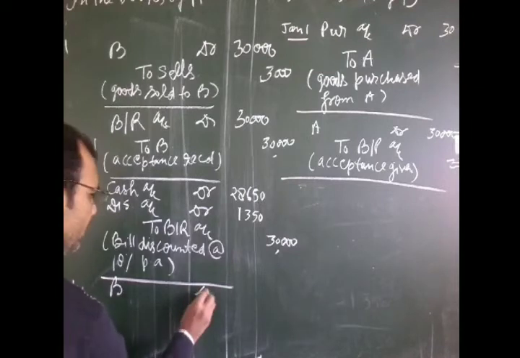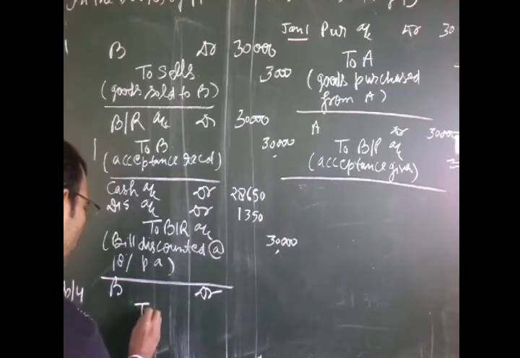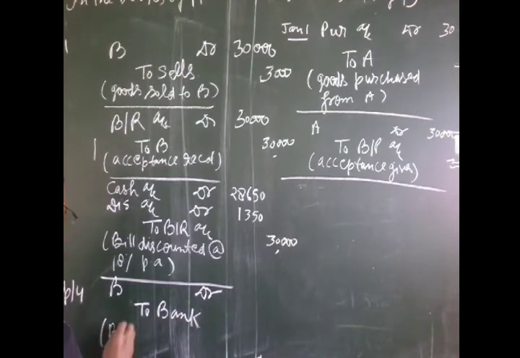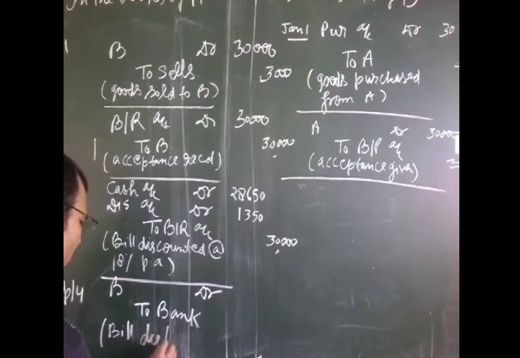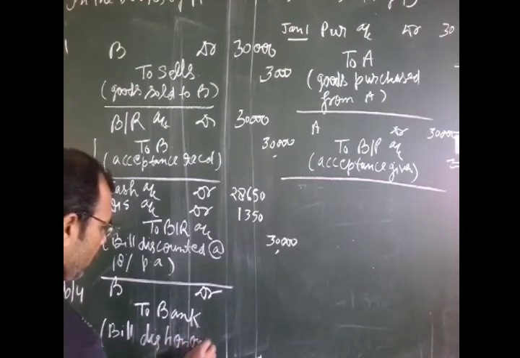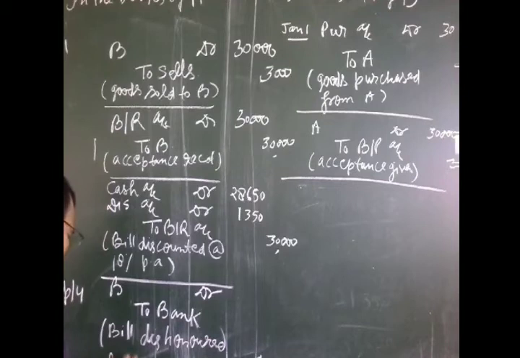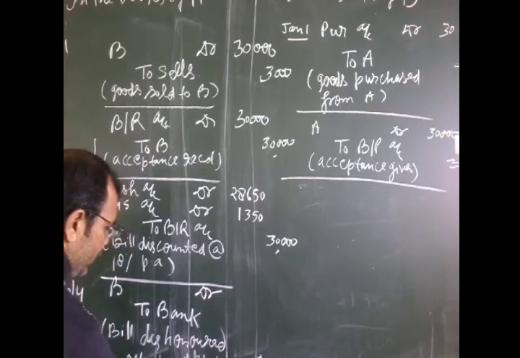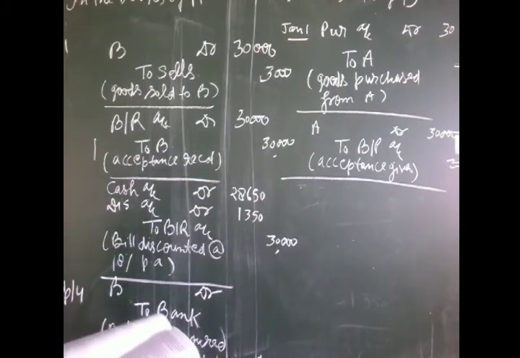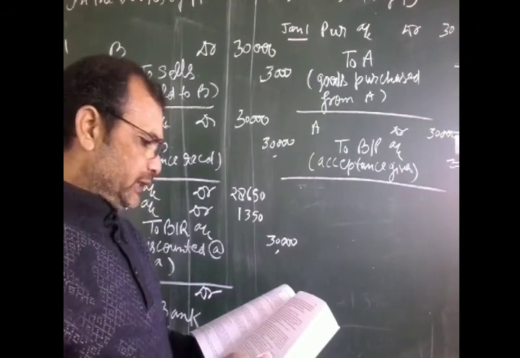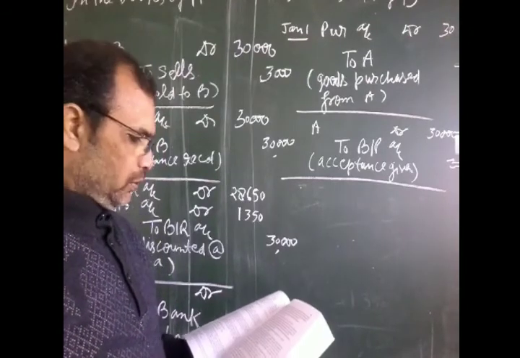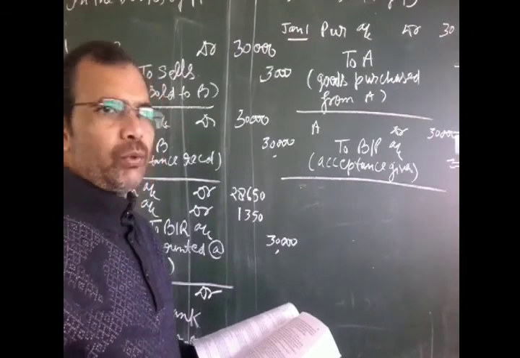B debit to bank, bill dishonored, and noting charges paid by bank. As you know, noting charges will be added in the amount of bill, and the noting charges is given in your question 200 rupees. Only 200 rupees.